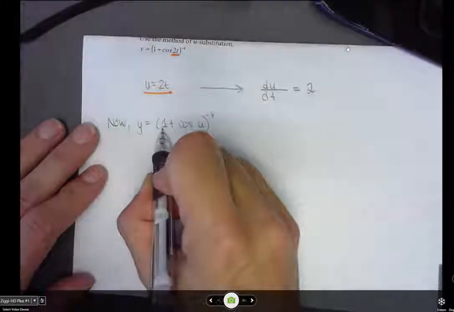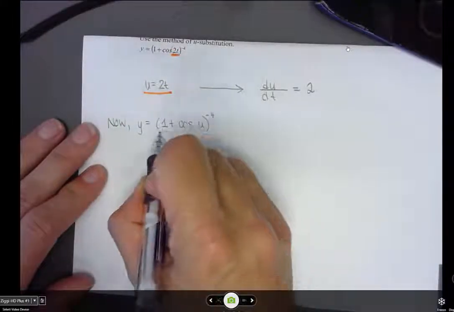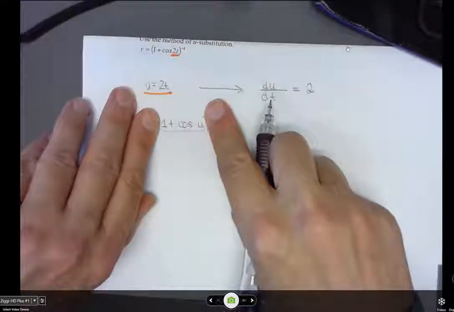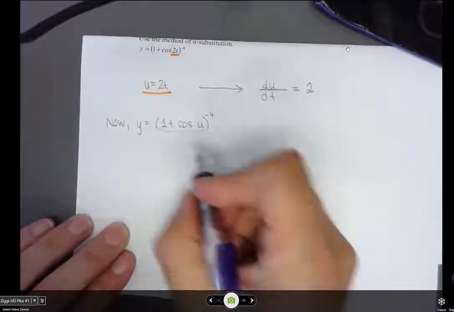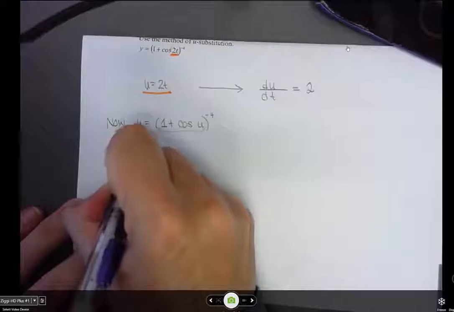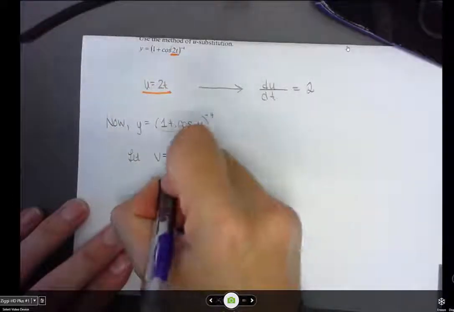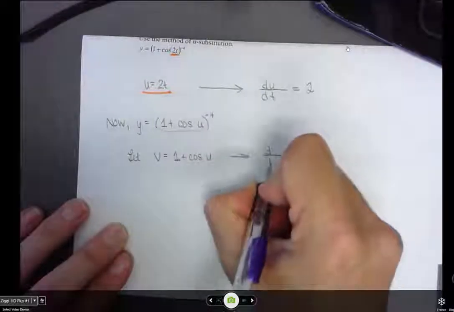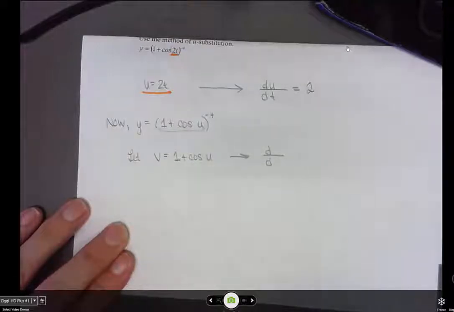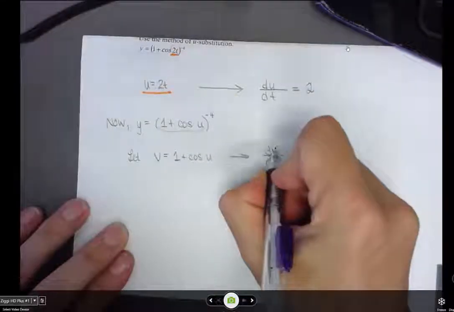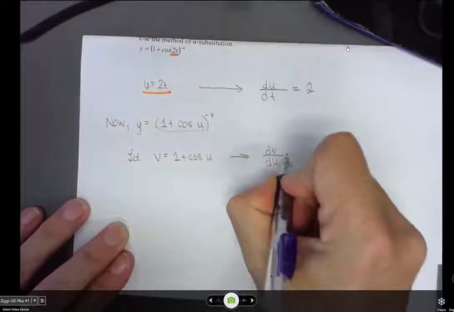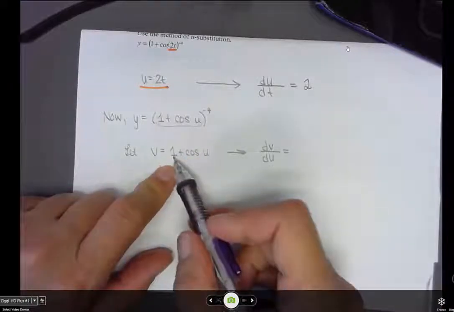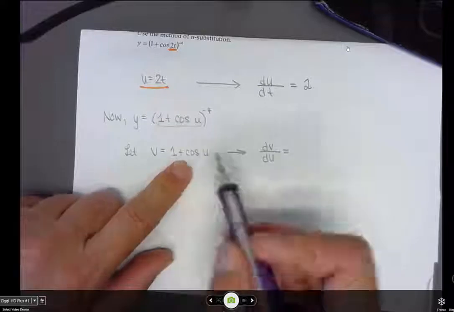And this one I can just use the sum rule, right? I just want to make sure it's not a composition of two functions. Like inside parentheses, that's just sum rule. There's not an outside and an inside. So I'm going to let that be my v. So let v equal what's inside parentheses, 1 plus cosine u. And as soon as I identify that, I take a derivative. The variable in the numerator is what's on the left. The variable in the denominator is what's on the right. So dv du. And then what is the derivative of 1 plus cosine u? The derivative of 1 is 0, and the derivative of cosine is a negative sine.